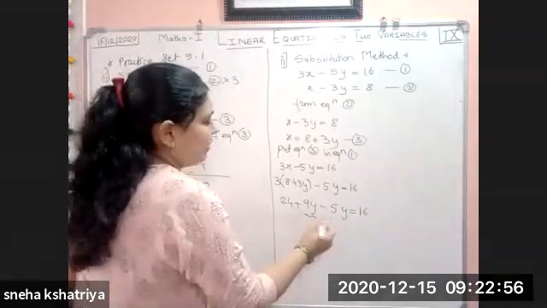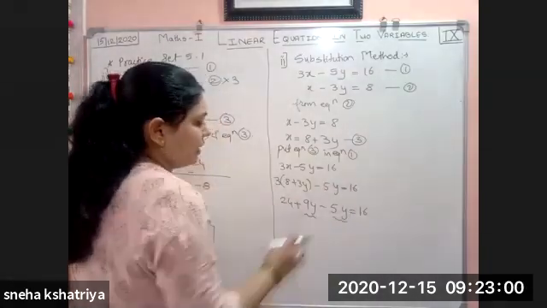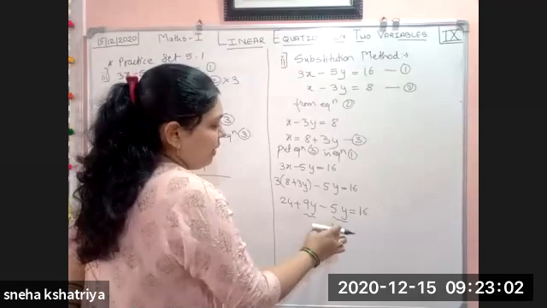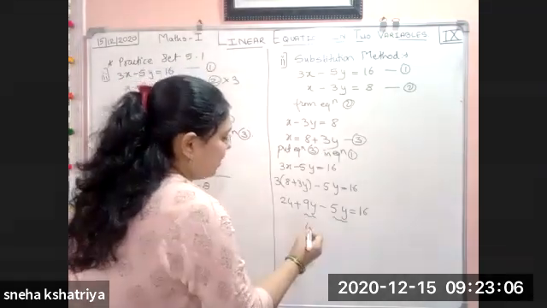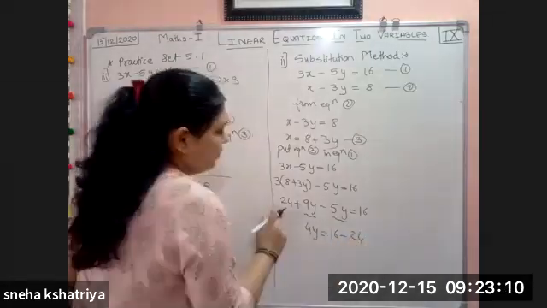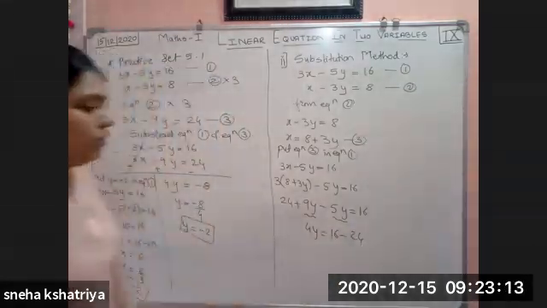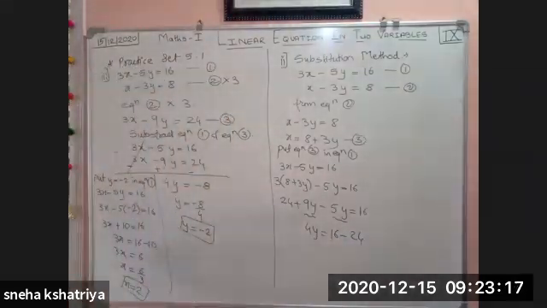Now see here, again y term, keep it here only. 24 is constant, shift to the right side. Again 9y minus 5y: 9 is greater, 5 is smaller, 9 minus 5, 4y is equal to 16 minus 24. 24 plus shifted there will become minus. 16 minus 24, again it will become minus 8.